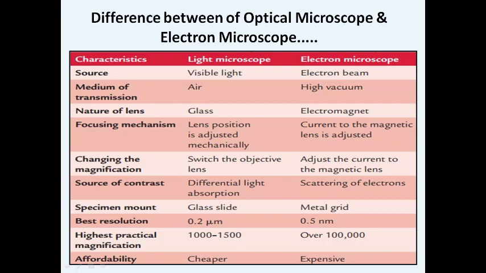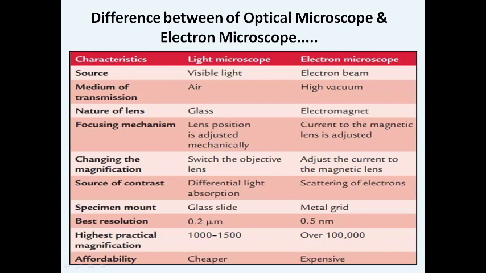Regarding the source of contrast, as you know, differential light absorption happens in a light microscope, whereas an electron microscope relies on scattering of electrons. In a light microscope the sample is mounted in position using a glass slide, whereas in an electron microscope we need a metal grid.